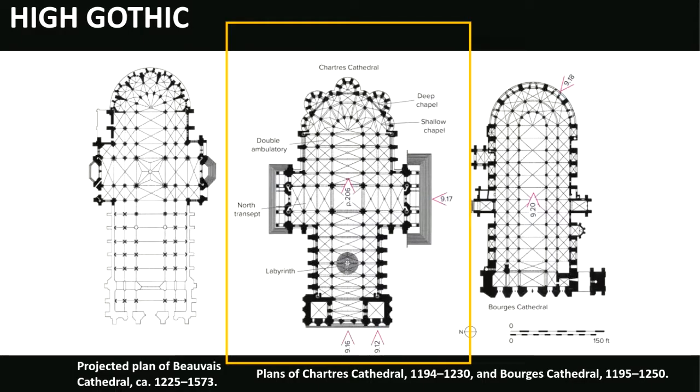Let's keep going. So now we go into High Gothic. Architecture starts changing, and there are three buildings: the Bourges Cathedral, the Beauvais Cathedral, which is one that sort of fell down, and Chartres. So we're going to focus a little bit on the Chartres Cathedral.